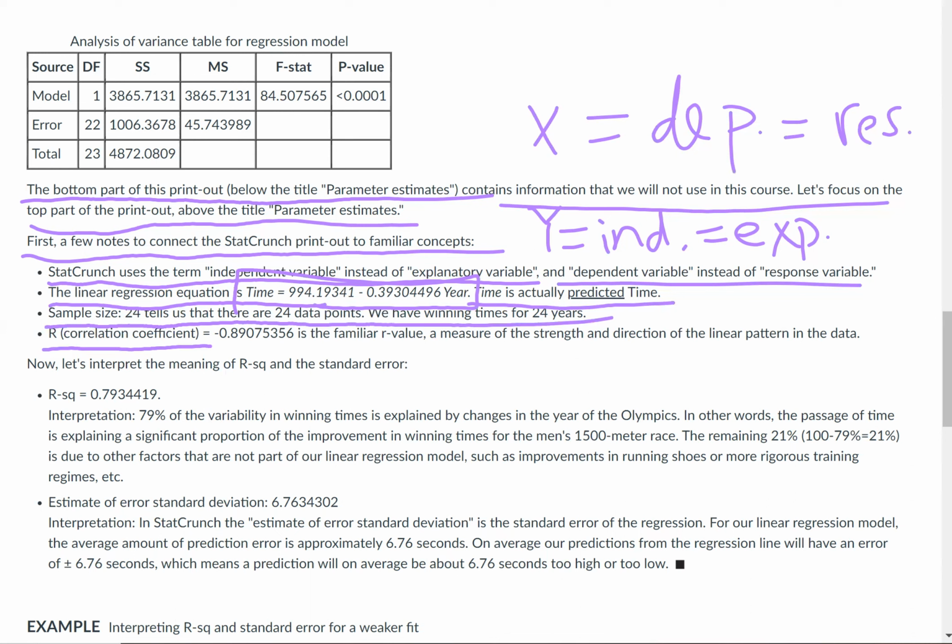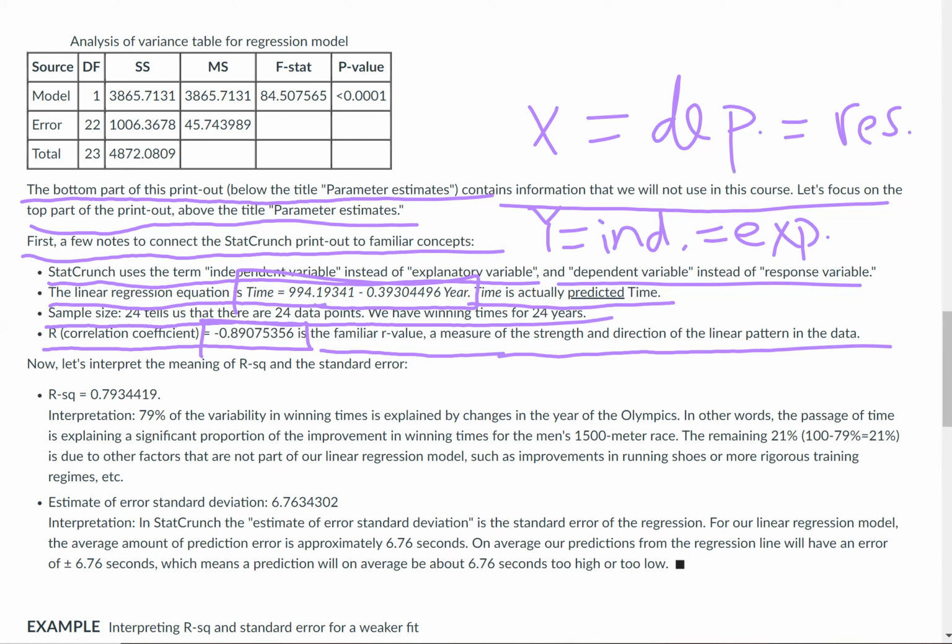R, the correlation coefficient, was given in that data table above. It was negative 0.89075356. It's the familiar R value, a measure of the strength and direction of the linear pattern in the data. So R is a negative number. That means it's probably sloping downward. It's fairly close to -1, so it's probably a fairly good model.